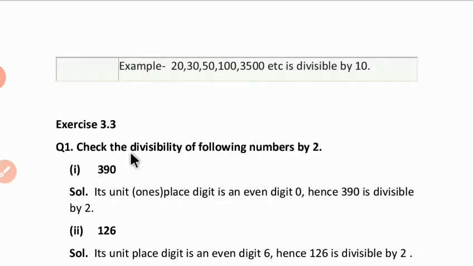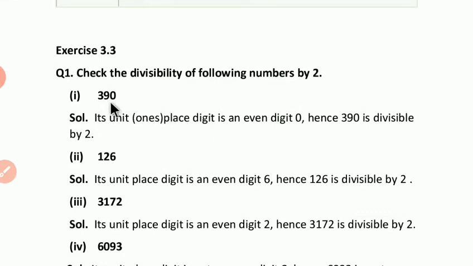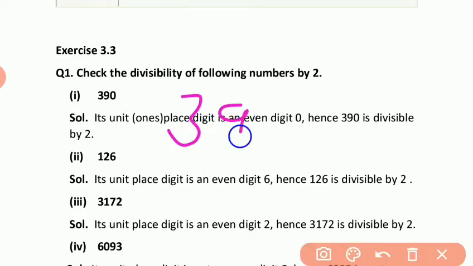So question number 1. Check the divisibility of the following numbers by 2. Now we have to check whether the numbers are divisible by 2 or not without division. So 390. We know that the numbers which have an even digit on the ones place are exactly divisible by 2. So what we have to see here is the unit or ones place digit. Which is the unit or ones place digit in 390? This is the unit or ones place digit, and that is 0.